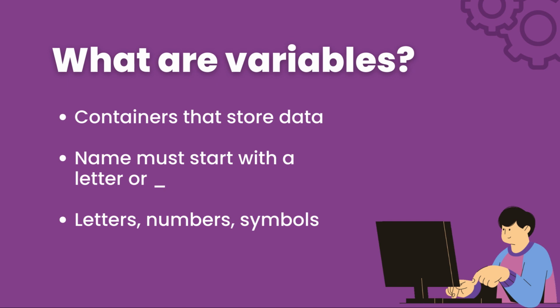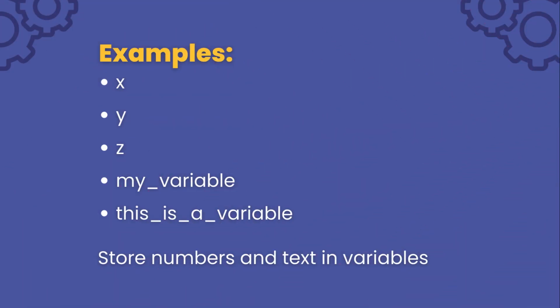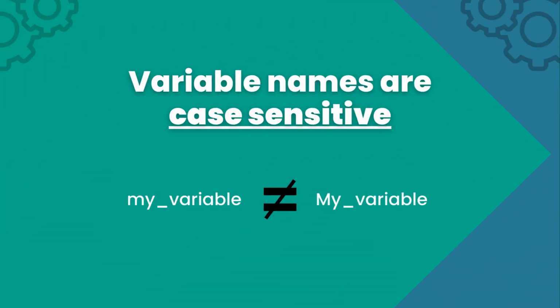The names of variables must start with either a letter or an underscore. They can be any combination of letters, numbers, and underscores. Here are some examples of variable names: x, y, z, my_variable, and this_is_a_variable. You should know that variable names are case sensitive.